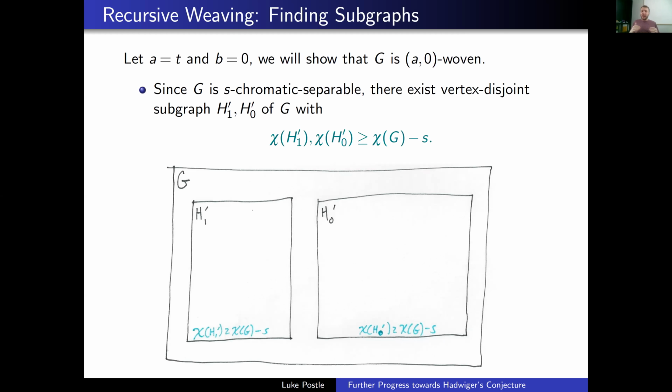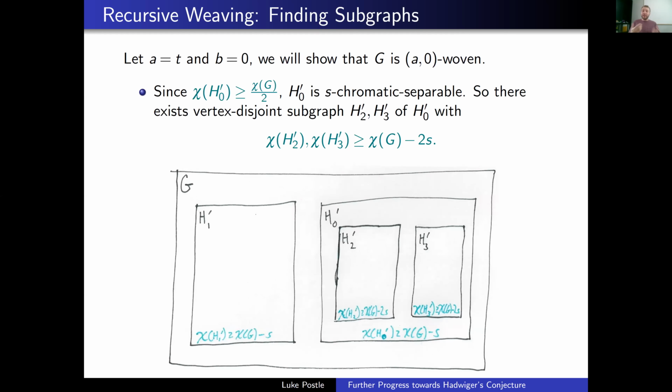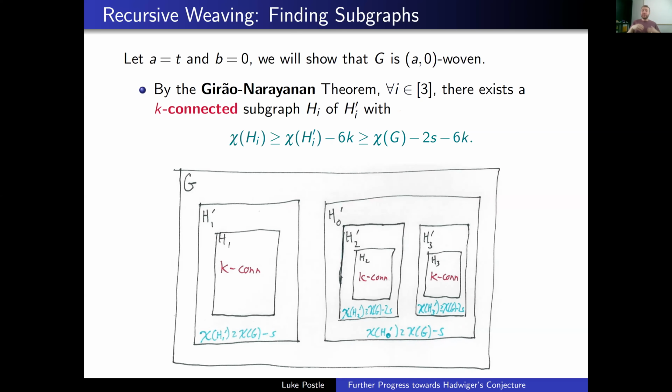But then because it's separable, there exist two disjoint subgraphs, so I'll call them H1 prime and H0 prime. It's again still a pretty large chromatic number. But now 2 isn't what we want, right? We wanted 3 for the thirds. So you take H0 prime, use the always separability. You say H0 prime has chromatic number at least half of G. So then you'd be able to find two high chromatic subgraphs of it, H2 prime and H3 prime, that have only lost 2s from the original. And then you apply the Generalizations theorem to H1 prime, H2 prime, H3 prime to find H1, H2, H3, which are highly connected as well.